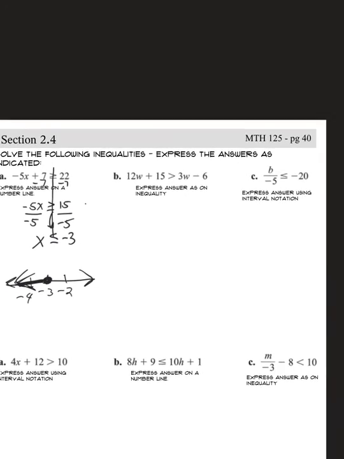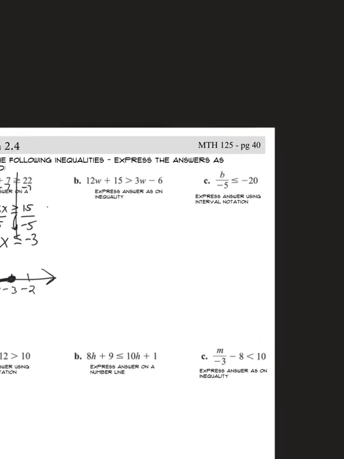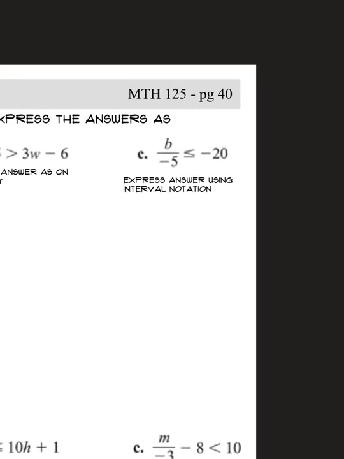Let's look at C. So I'm going to do C with you. I have b over -5 is less than or equal to -20. Anytime you're trying to solve and you have a fraction and you want to get rid of the fraction, you can multiply the pieces by whatever is the denominator. That will allow you to cancel the denominator. The thing is, I'm multiplying both sides by a negative, which means I have to flip the symbol.